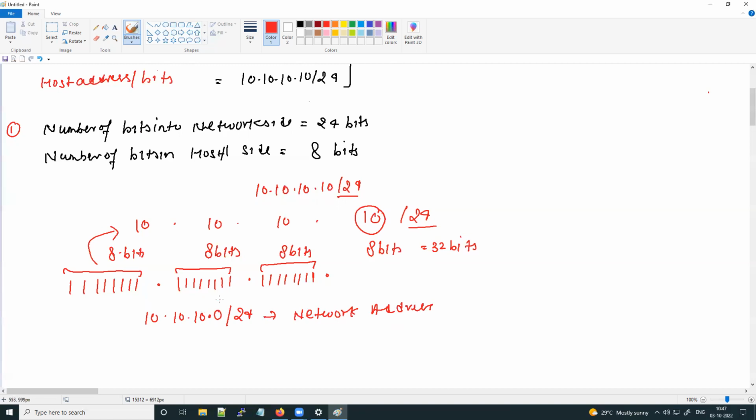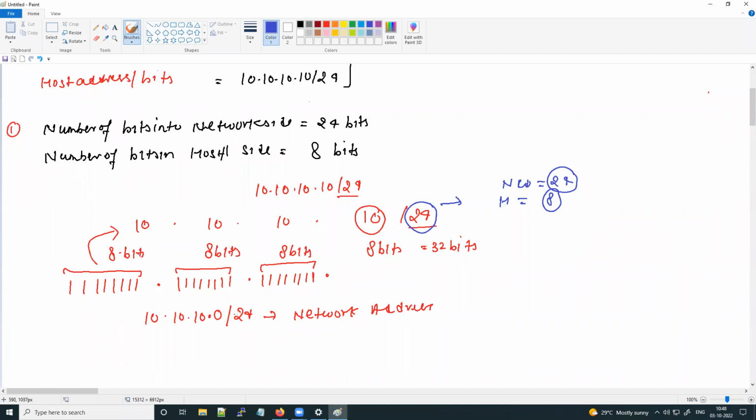So to identify the network address, the first point is this sweet spot. When you see this, it should immediately come to your mind that the number of bits on the network side is 24 and the host side is 8. If 24 bits are on the network side out of a total of 32 bits, then 8 bits will be on the host side.